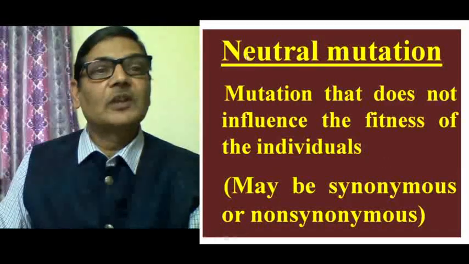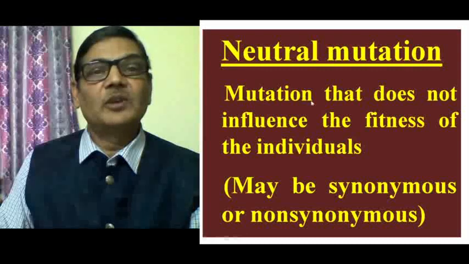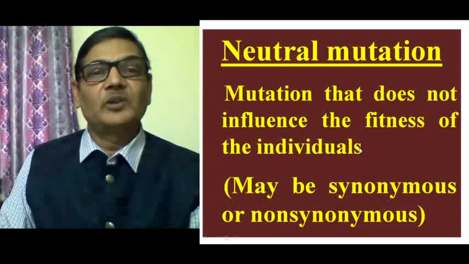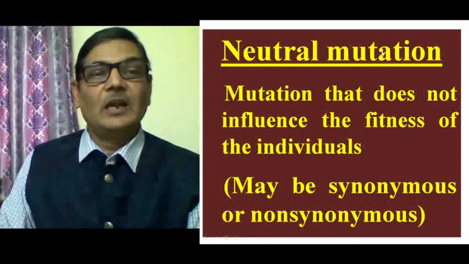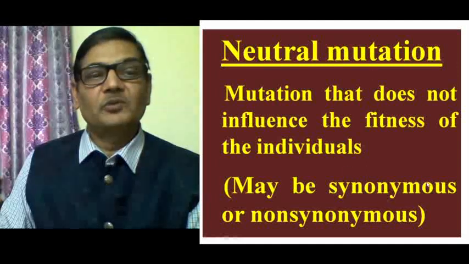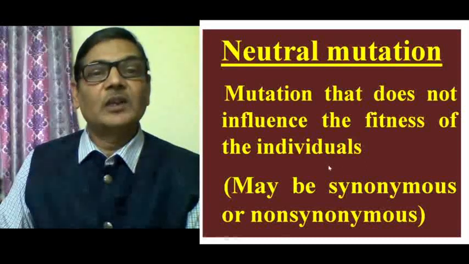The other term which is also in use is neutral mutation. Neutral mutation is actually a mutation that does not influence the fitness of the individual. That is, a mutation has occurred, which could be a silent mutation or missense mutation, but it is not going to affect the fitness of the individual. Such mutations are referred to as neutral mutations, and neutral mutations may be synonymous mutations or non-synonymous mutations. So I have narrated some of the salient points regarding point mutations.